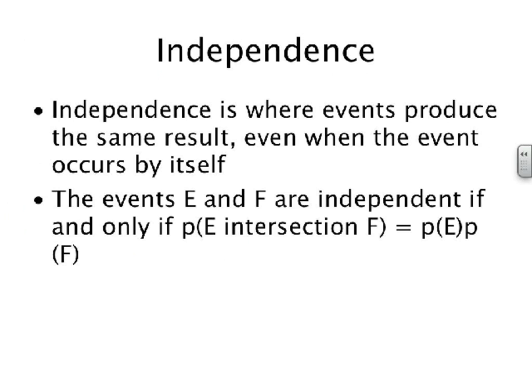Independence is our next topic. Independence is where events produce the same result even when the event occurs by itself. The events E and F are independent if and only if the probability of the intersection of E and F equals the probability of E times the probability of F.